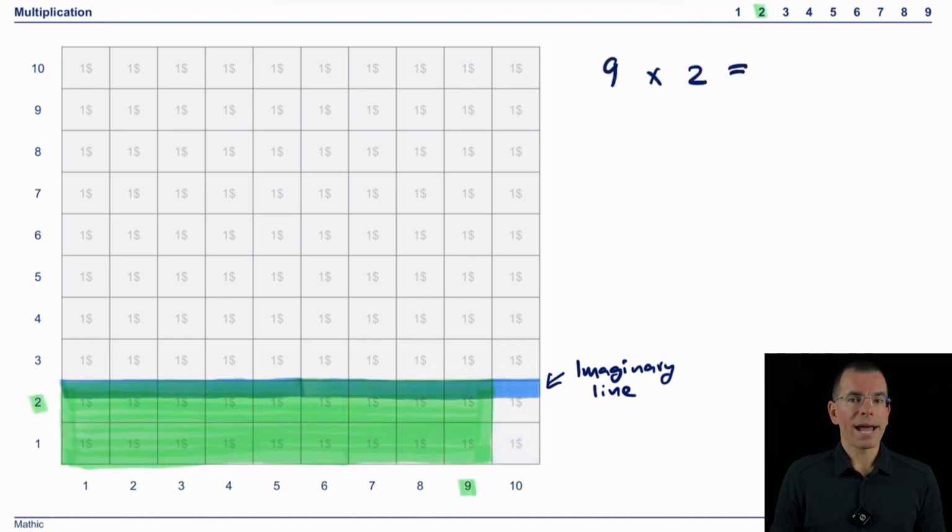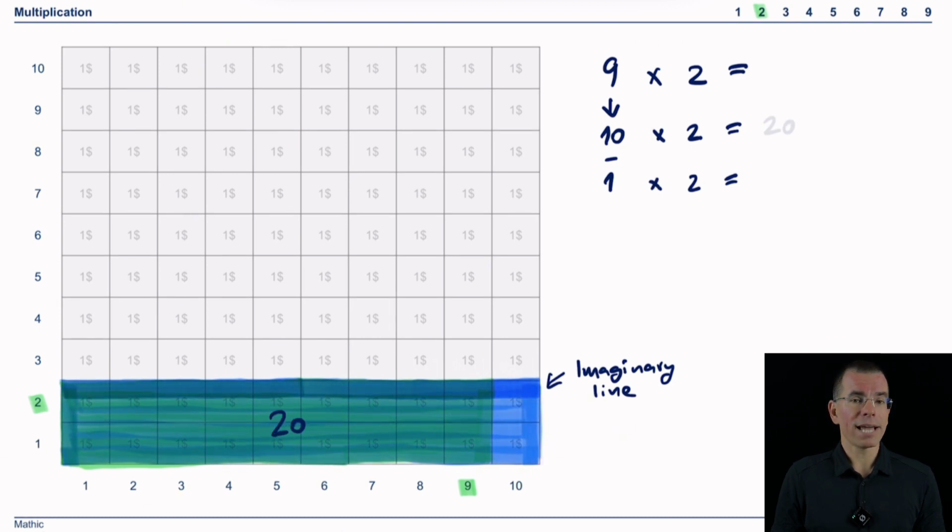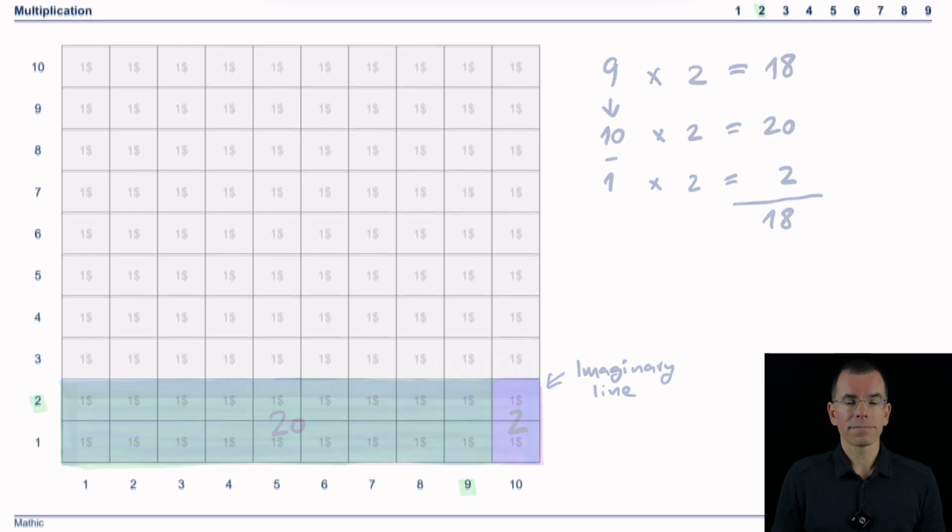When multiplying 9 times 2, we can use a property of number 9 being 10 less 1. Thus do multiplication in 2 steps. Firstly, we will multiply 10 times 2, and secondly, we will subtract 1 times 2 to get the final result.